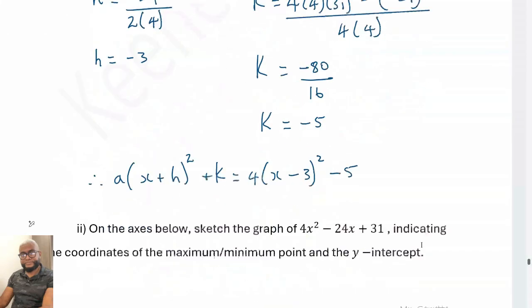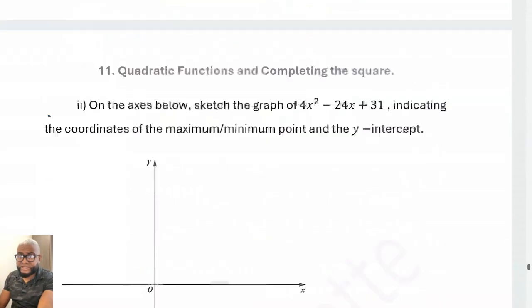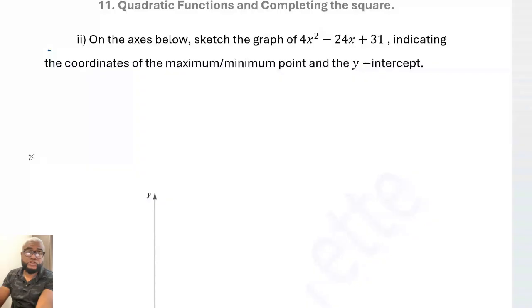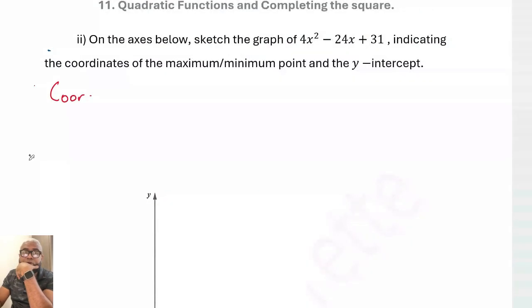Going again. On the axis below, sketch the graph of 4x squared minus 24x plus 31, indicating the coordinates of the maximum or minimum point and the y-intercept. So only two things we want to show. I write it in red. Who can remind me what the coordinates... so review once again. Review. All right, let me shift this a little bit.